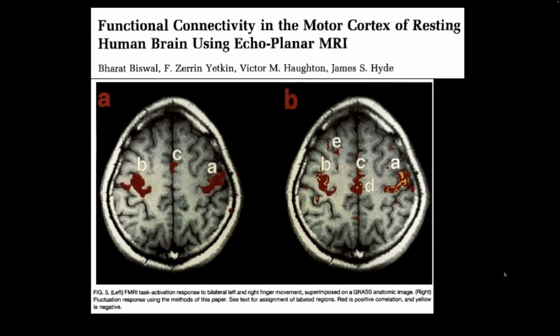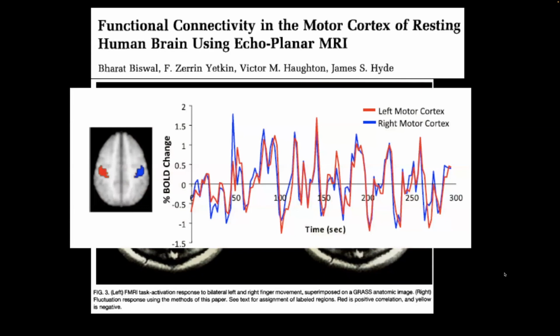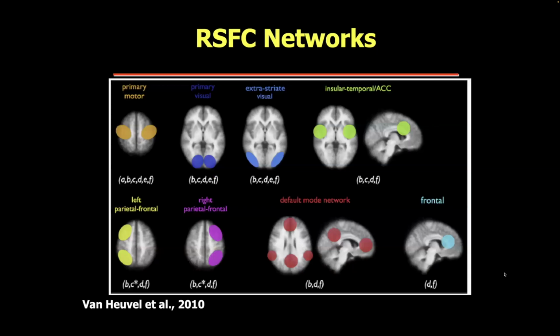And so what was born from this is a range of networks, so not just the motor cortex, but other networks. So this is the example of those data. The left and right motor cortex at rest are related to one another, highly correlated. Since the time of Biswal and colleagues in 1995, a range of networks has emerged. The original work was the primary motor network, but also visual networks, what we call the salience network, frontal networks, frontal parietal, and the default mode network, which is widely studied.